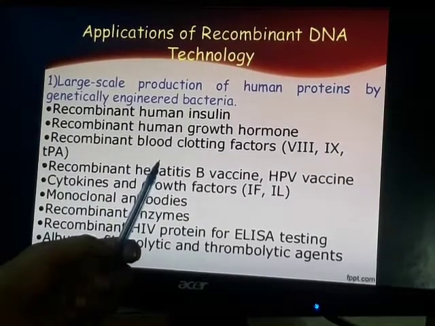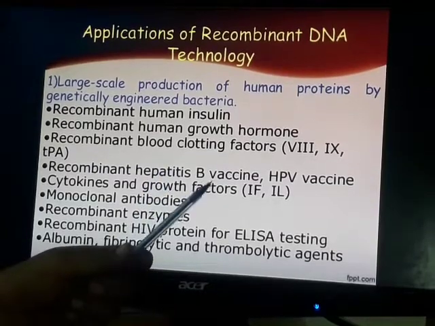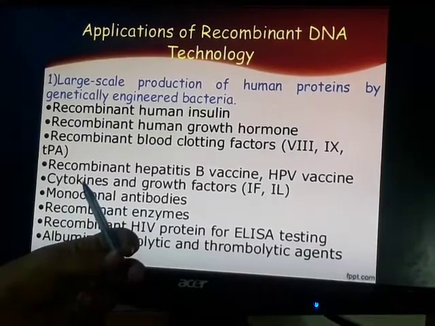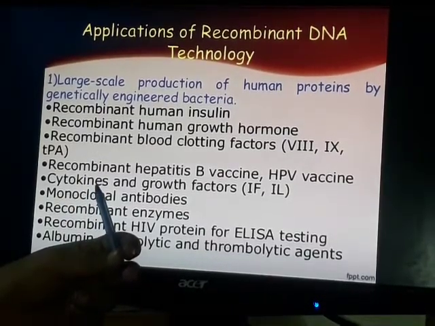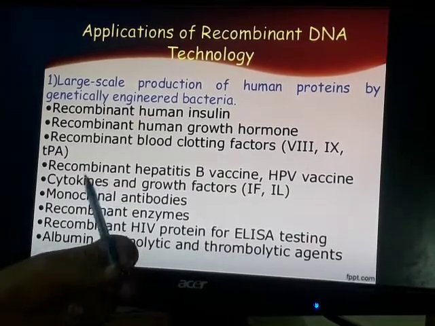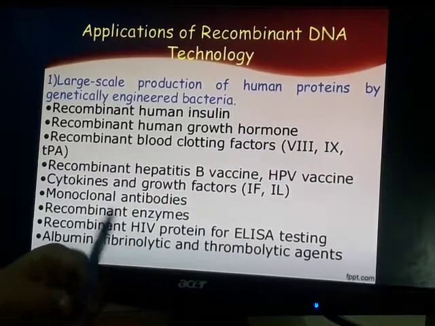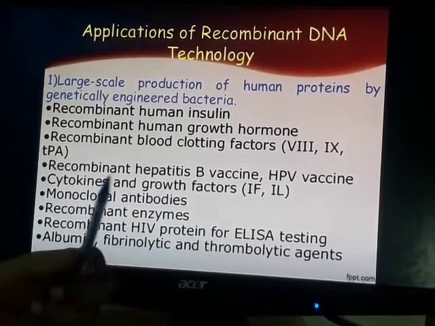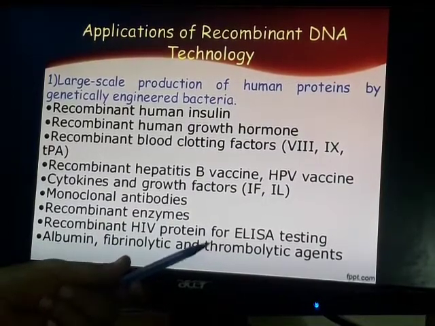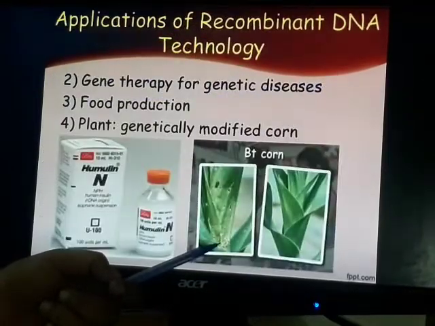This rDNA technology was also useful in pharmaceuticals, because they have developed the hepatitis B vaccine, HPV vaccines, and interferons. They have also developed cytokines, as they knew the sequences of the cytokines. Monoclonal antibodies are also being developed. Many recombinant enzymes have been used, along with recombinant HIV proteins, albumin, and fibrinolytic and thrombolytic agents, all developed by this particular method.